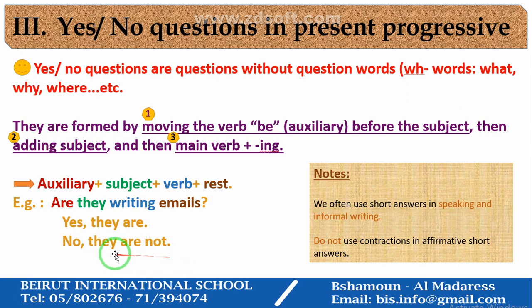Short answers and contractions are used in informal writing or speaking. If you are speaking or writing in a formal way, it's better to have a longer answer and with no contractions. So instead of saying yes they are, it's better to say yes they are writing emails, or no they are not writing emails, and not they aren't writing emails.